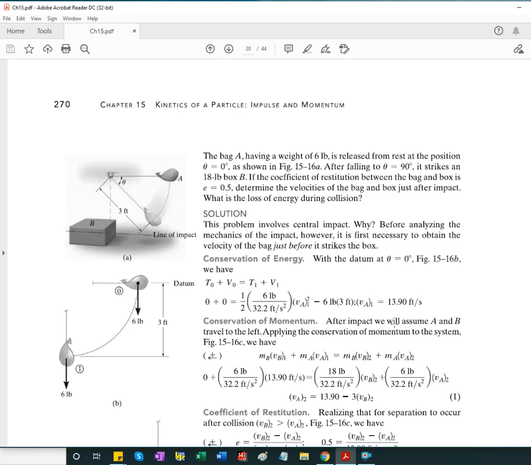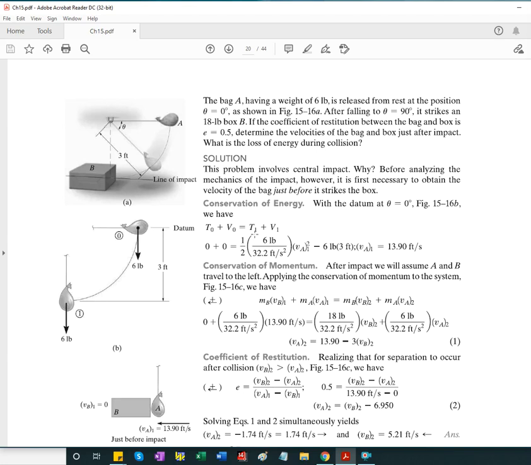Okay. All right. So there are some sample problems in the book. This one here has a bag at the end of a rope that hits a box. It will be energy conservation applied to determine the impacting velocity. Known is the angle from which it is released. So to calculate the impact velocity, you apply energy conservation, potential energy equals kinetic energy, at the lowest point.